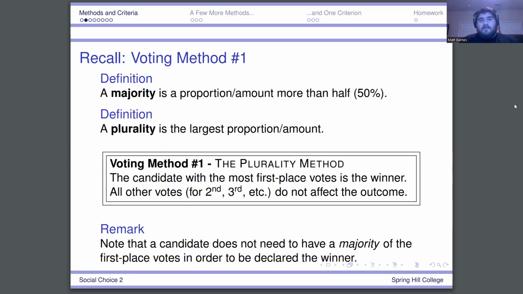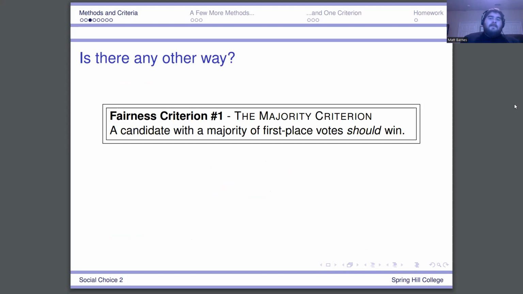So let's go back to what we talked about last time with voting method one. We have a majority, meaning more than half. But then we have another thing called plurality, which is just the largest amount of something, the largest proportion. So we developed the plurality method for voting, where we just looked at who has a plurality of first place votes, which candidate has the most first place votes. They don't need a majority here. They don't need more than 50%. They just need the most compared to everybody else. So a plurality. That was one thing we did.